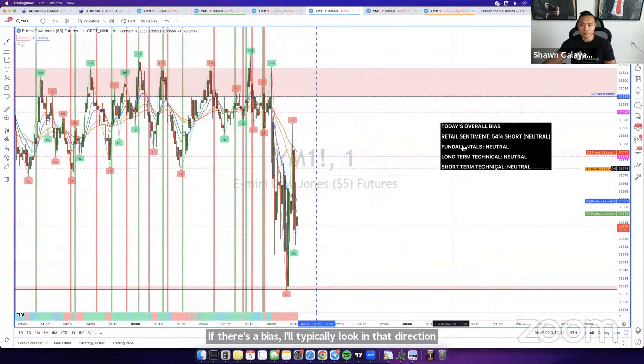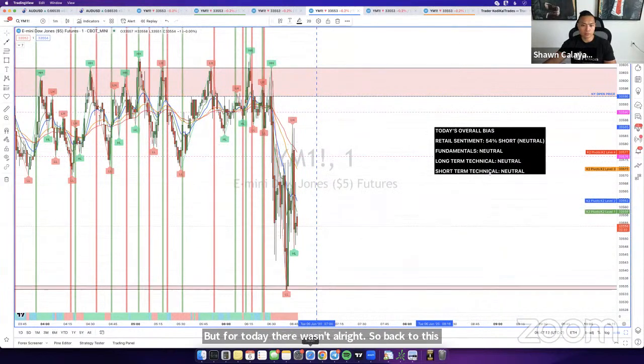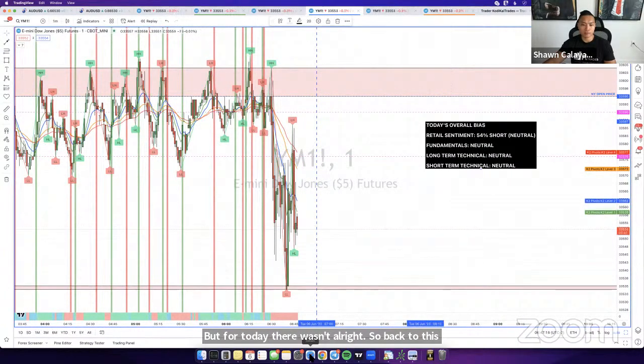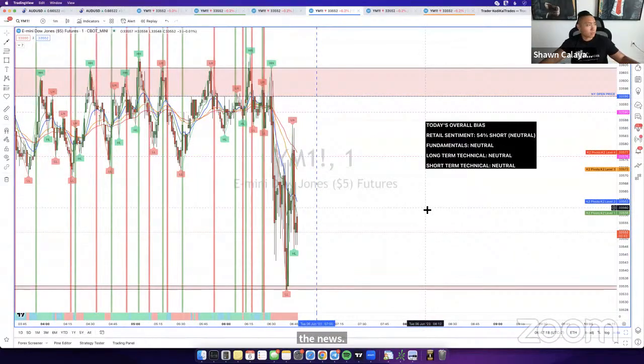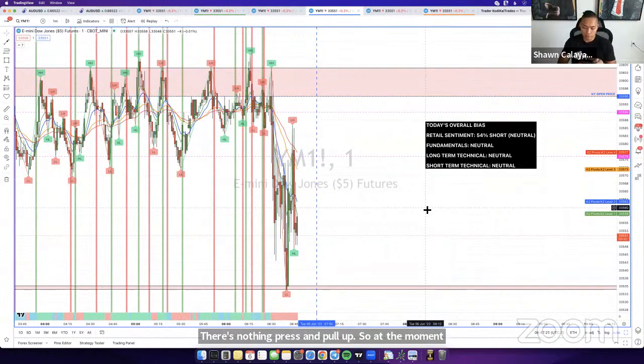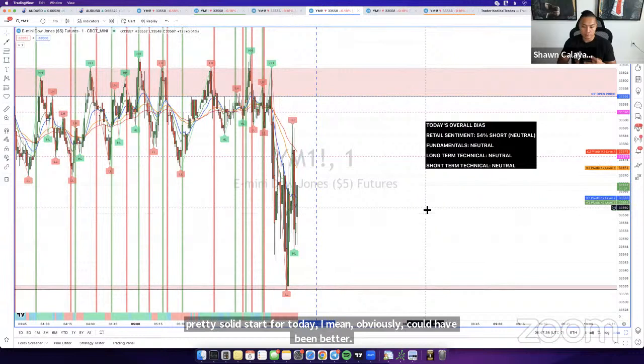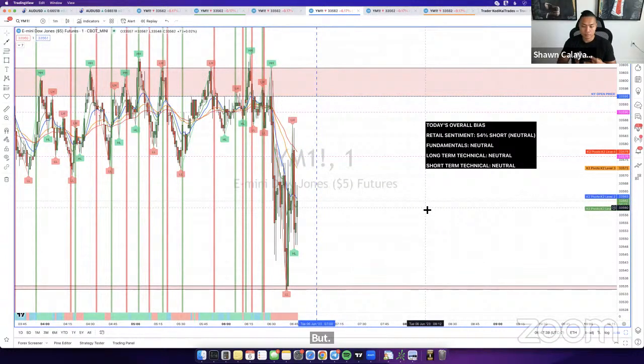All right, so back to this chart over here. There's nothing else for us to look at, I think. I already looked at the overall bias. I looked at the news. There's nothing for us to pull up. So since there's nothing for us to take right now, I'm going to go ahead and take a screenshot of my profits. If you guys have profits to post up, feel free to send them in, and then we will review everyone's profits for the day. Pretty solid start for today. Obviously could have been better, but I'll take my profits and we will look for that next trade.